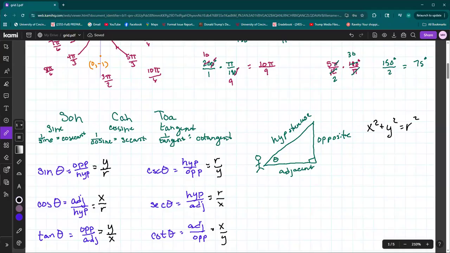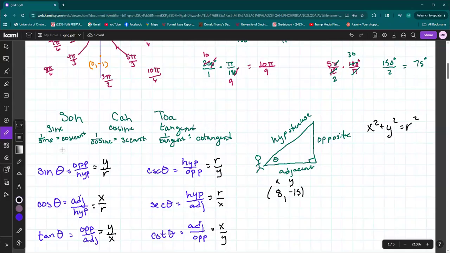Now, that means I can find any trig function or any trig ratio for any point that they give me, because x and y's are coordinates. So say I give you the point (8, -15), because I like bigger numbers. Not really, but we're going to look at this. This is my x. This is my y.